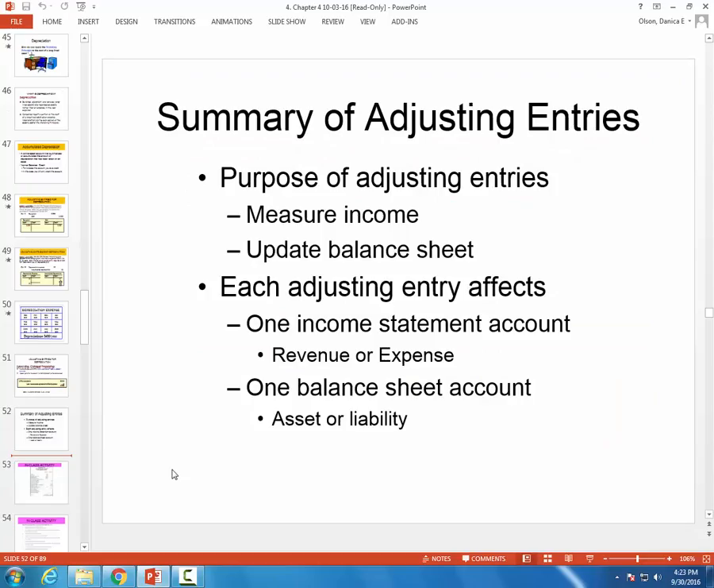As a review, at the end of the month, we do adjusting journal entries. The purpose of the entries are to measure income, update the balance sheet, and each adjusting entry affects one income statement account, so either a revenue or expense, and one balance sheet account, either an asset or a liability.